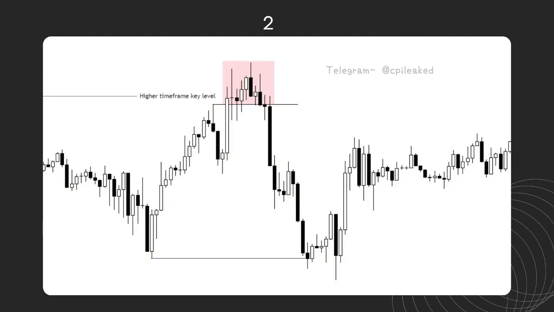Another example is right here. We've got this turtle soup again, and you can see we've got the same framework. We've tested a higher time frame key level. We've purged the high at a key time, and then we've had this high probability turtle soup which worked out perfectly.